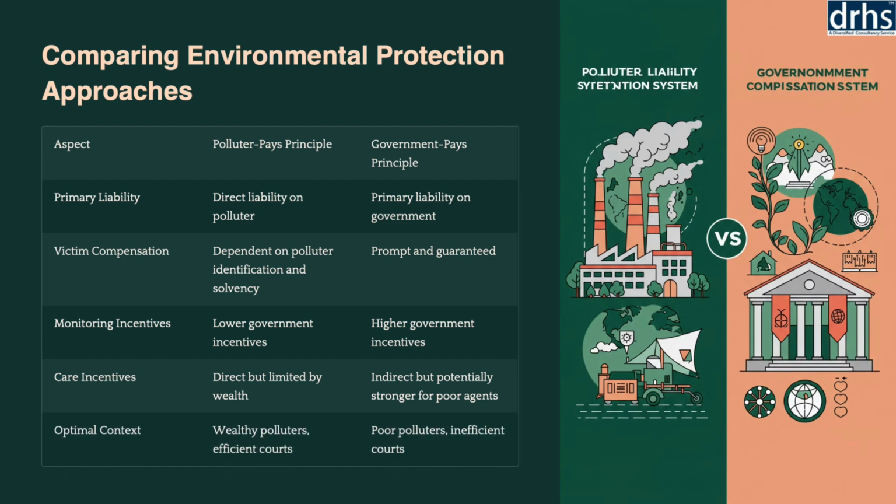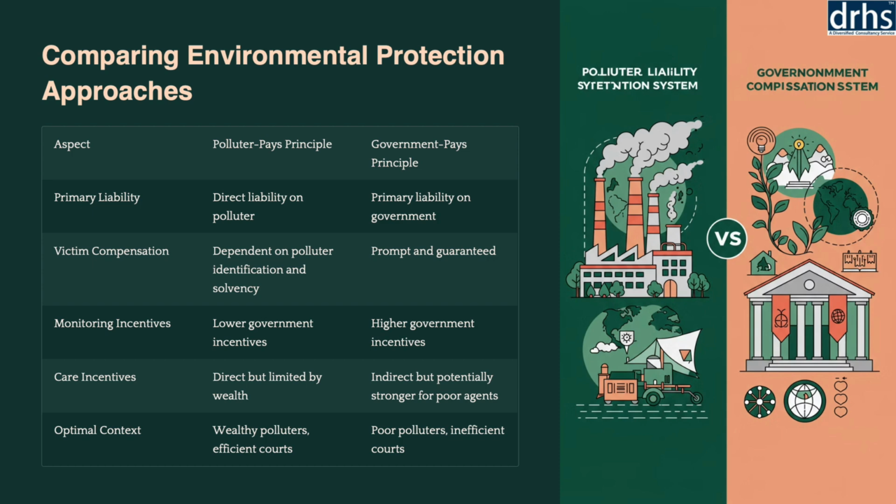And the last aspect is related to the optimal context. The Polluter-pay principle is most effective in contexts where the polluters are wealthy and judicial systems are efficient. Wealthy polluters can afford to pay for the damage they cause, and efficient courts can enforce penalties effectively. The government pay principle, on the other hand, is optimal in scenarios where the polluters are financially constrained and the courts are inefficient.